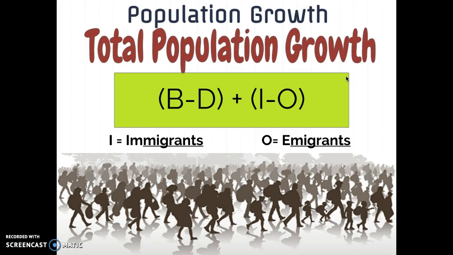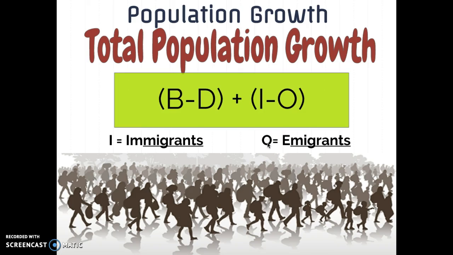Okay, the last kind of equation we're going to use here is the total population growth equation. So migration plays a part in the overall growth or decline of a country's population. And so we always have to take into account immigrants and emigrants. So immigrants, starting with an I, are people who are moving into a country. I means into. However, emigrants, starting with an E, is out migration, people that are moving out of a country.